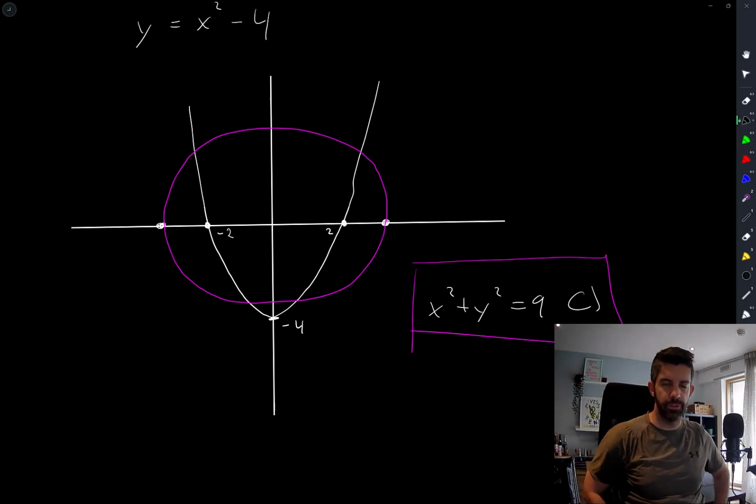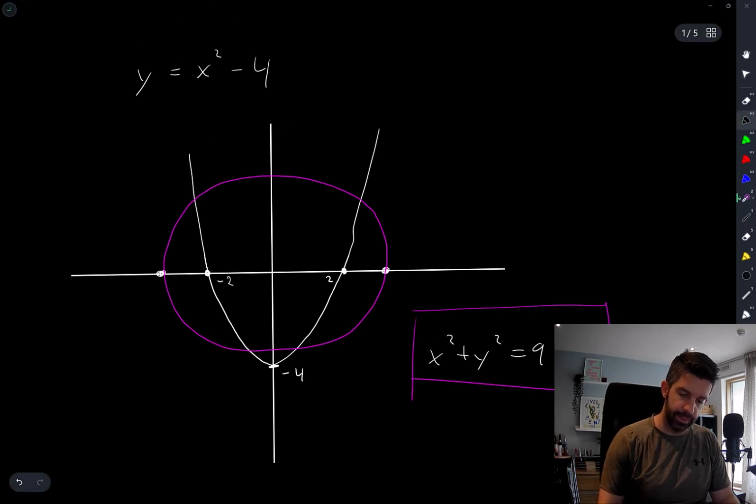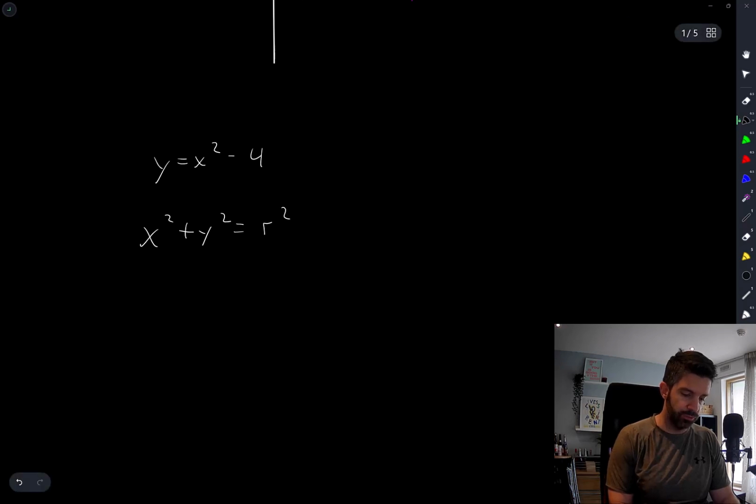Not sure if there's an elegant way to show that this is the most number of intersections that you would get between a circle and parabola, beyond doing a whole bunch of nasty work. Maybe you could approach this algebraically, right? We have y is equal to x squared minus 4, and x squared plus y squared is equal to r squared. Well, you can substitute x squared is equal to y plus 4. So we have 4 plus y squared is equal to r squared.